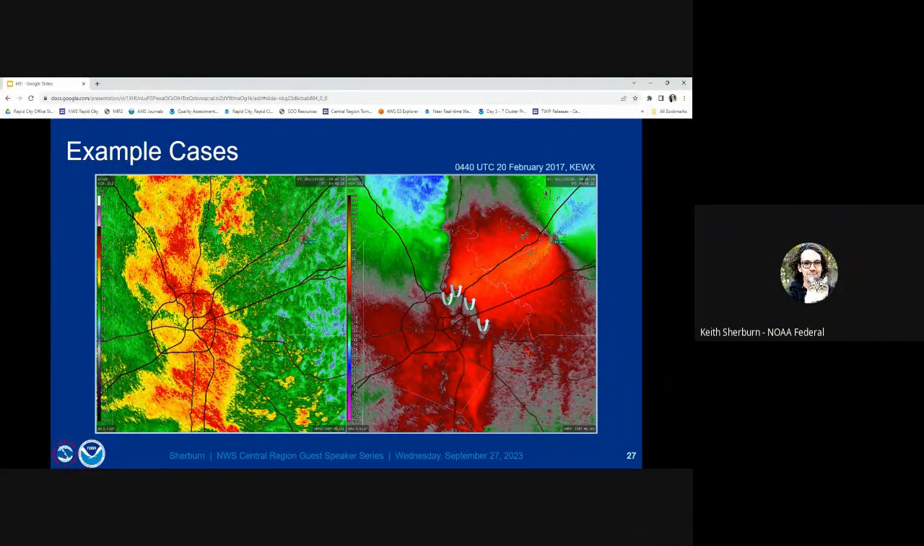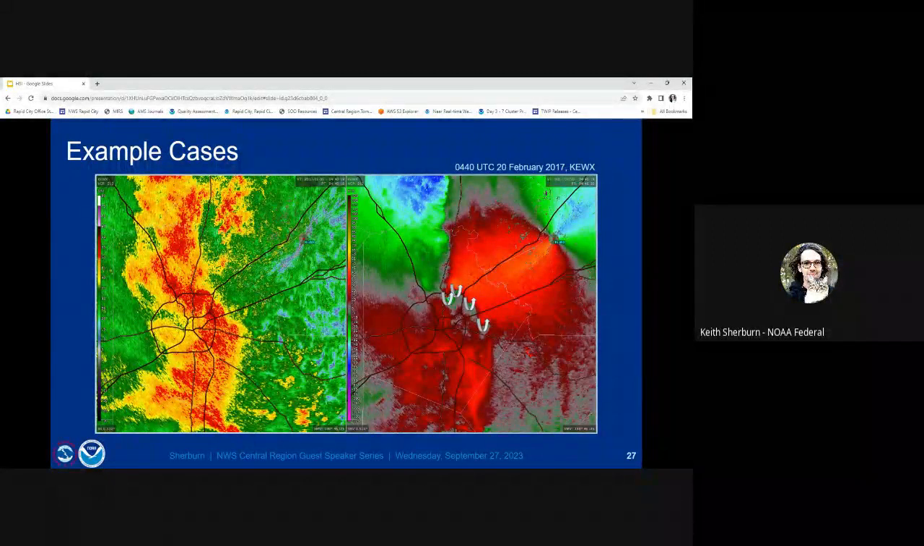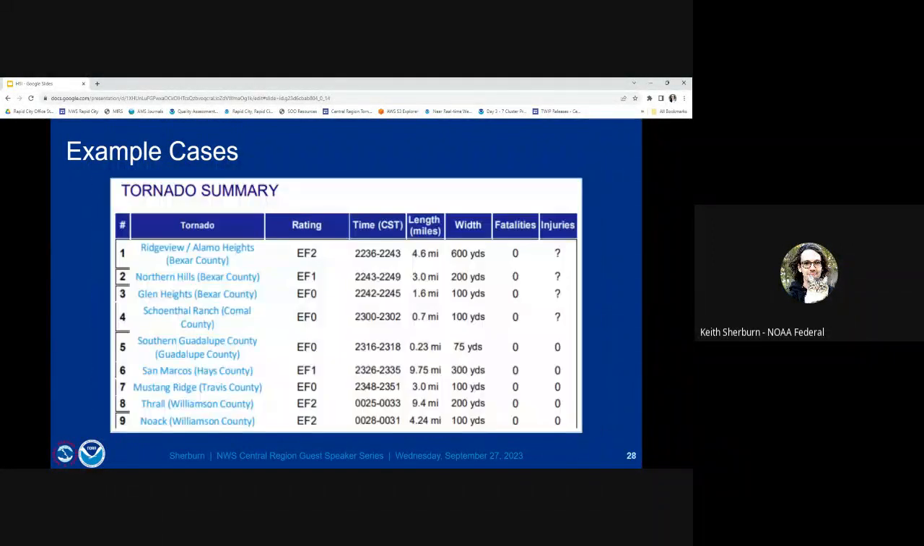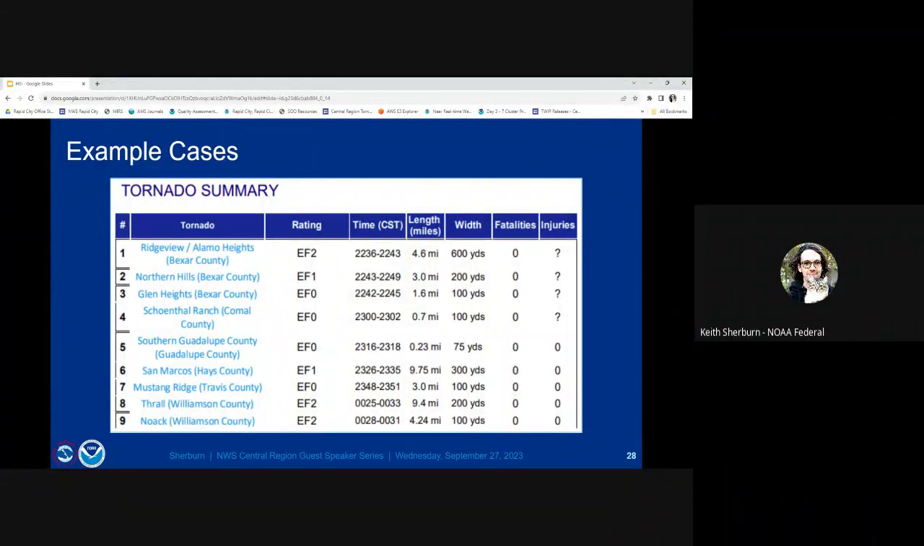And having gone through this case in one of our QIP warning example modules, it was clear that the 3 ingredients method worked pretty well for that particular vortex, maybe not quite as well for the others. And the QLCS in this case was responsible for several different tornadoes. 3 of those were EF2s, like in that first example from Middle Tennessee.